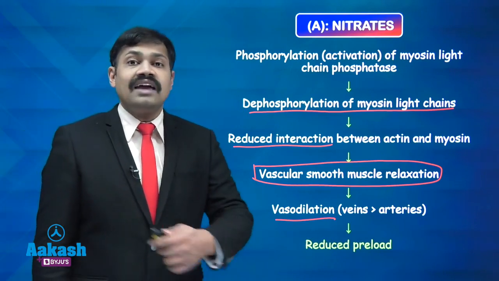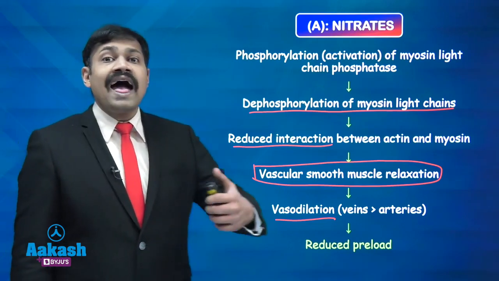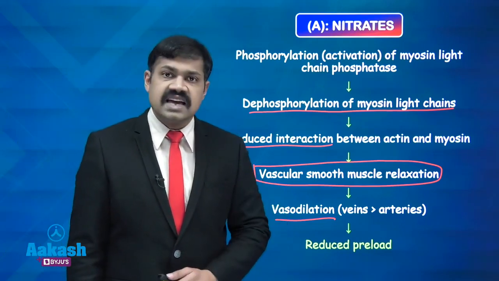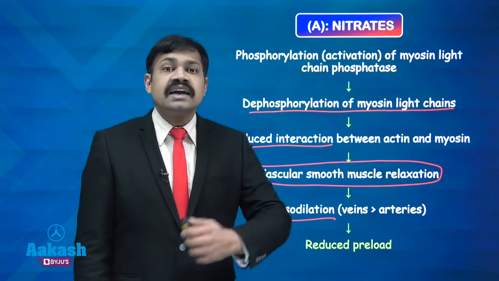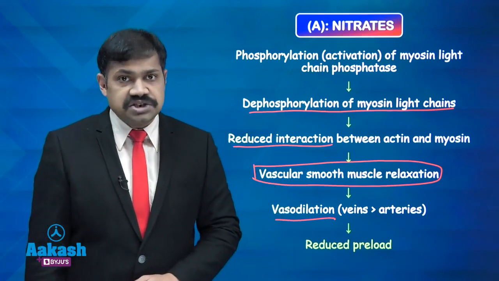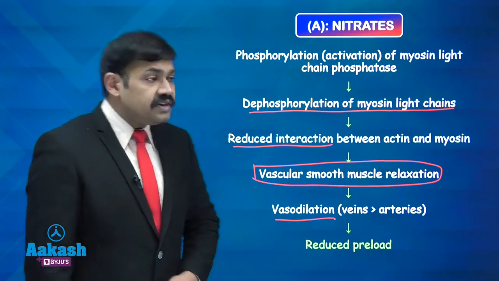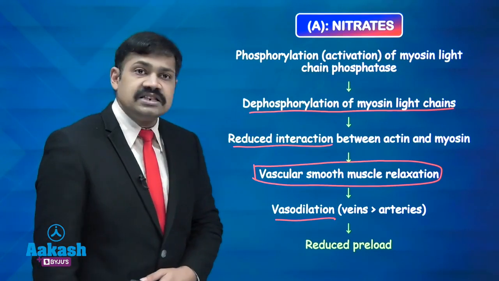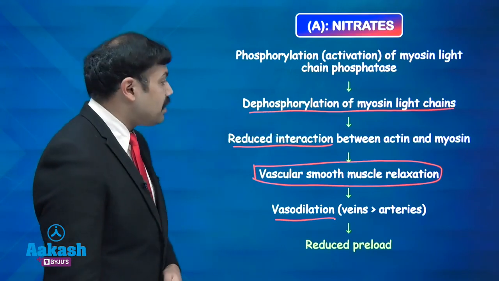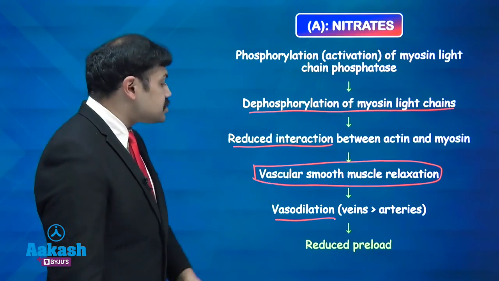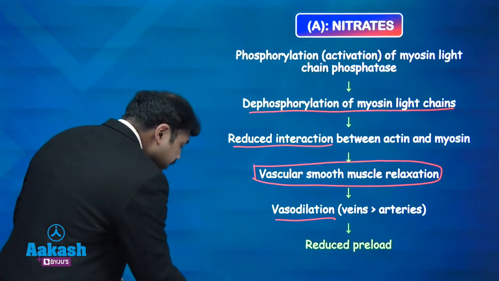So how does nitric oxide bring about vasodilation? Nitric oxide causes activation of the enzyme guanylyl cyclase. Guanylyl cyclase produces cyclic GMP. Cyclic GMP activates protein kinase G. This will phosphorylate myosin light chain phosphatase. Phosphatase will dephosphorylate myosin light chains. This dephosphorylation will cause reduced interaction between actin and myosin. This leads to relaxation of the vascular smooth muscle and hence vasodilation. This point we have already discussed.